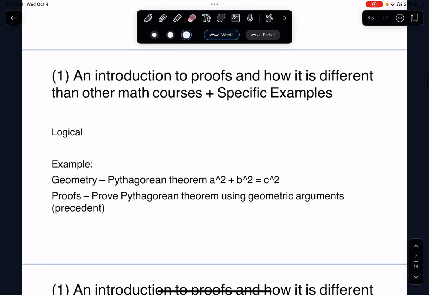So for an introduction to proofs, the next point is logical. Geometry is one of my examples of it, so that they're logical and that they follow a process of precedents that you look at based off previous definitions, kind of like a court case. In this example, geometry, the Pythagorean theorem, you would just use that and follow through with your equation. But in proofs, you would prove the theorem using geometric arguments. In this case, that would be considered precedent to the argument to frame your proof.